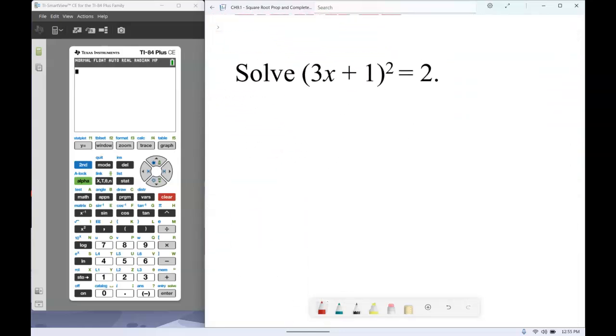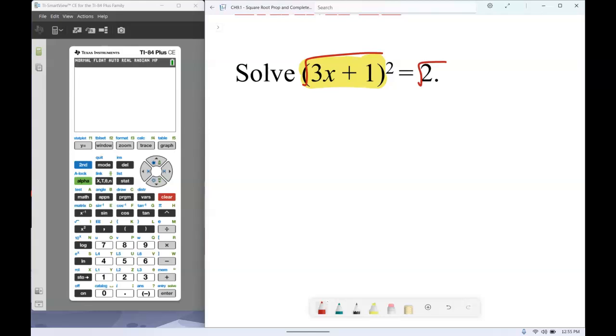A little bit different here. We have a quantity being squared. This whole thing is being squared. So that's still considered isolated. There's no coefficients outside of the squaring. There's no constants outside of the squaring. So we can go ahead and jump straight into our square root property, where we will square root both sides.